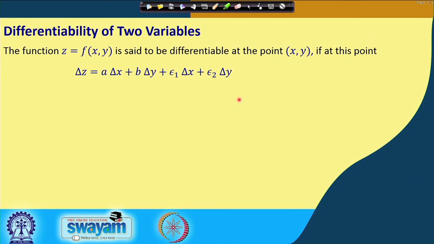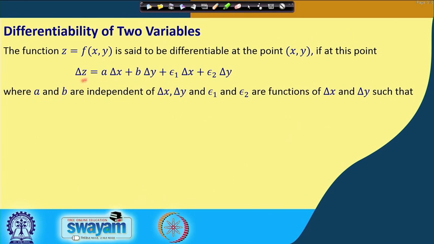This is just the extension of the definition which we used for functions of one variable. In this case again, a and b are independent of delta x and delta y, and epsilon 1 and epsilon 2 must go to 0 as delta x and delta y go to 0. So again we have a linear term and then the rest, which is nonlinear, because we do not know the dependency of epsilon 1 and epsilon 2 on delta x and delta y.